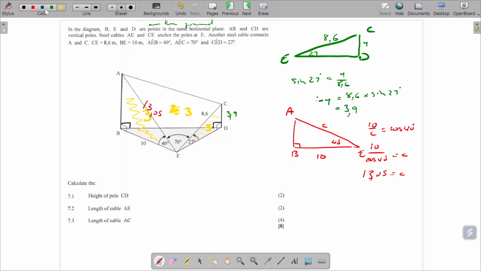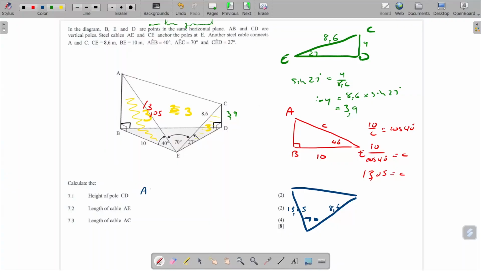So to find the length of cable AC, we now have a diagram that looks something along the lines of this. That is 70. Again, it's too thick to write, so let's go with 13.05 and 8.6. Again, we don't have an opposite pairing, so we're going to use the cos rule. So therefore, AC squared equals 13.05 squared plus 8.6 squared minus 2 times 13.05 times 8.6 times cos of 70.